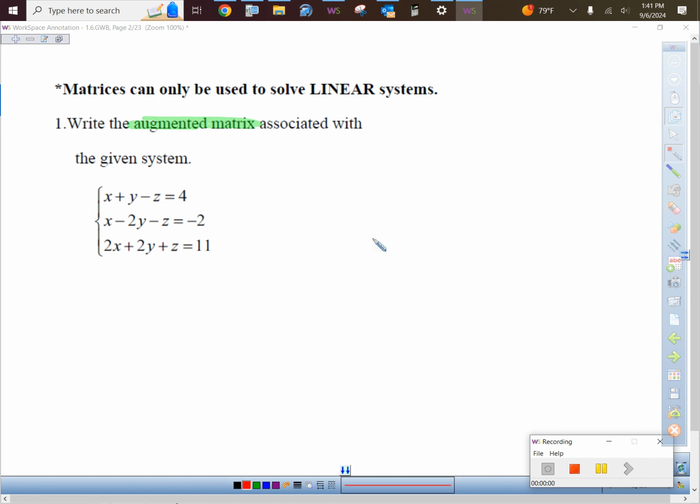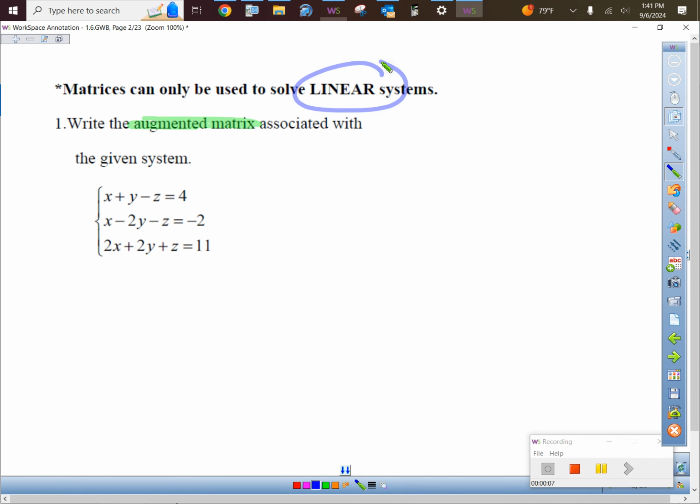Solving systems today. We did it last time, but today we're going to use matrices to solve systems. But a little fact: you can only use a matrix for linear systems. If it's quadratic, cubic, like non-linear stuff, you cannot use a matrix.